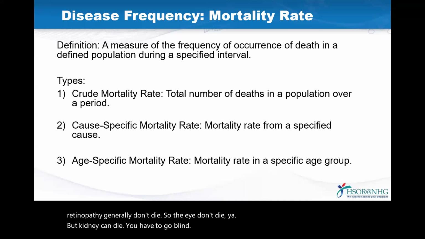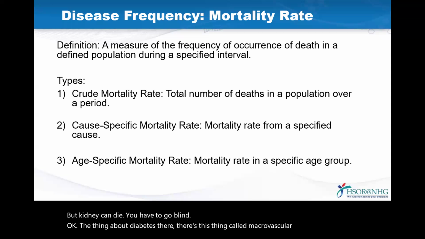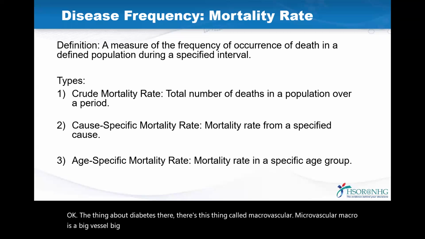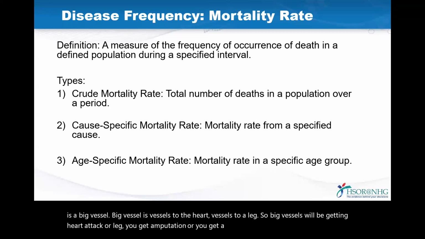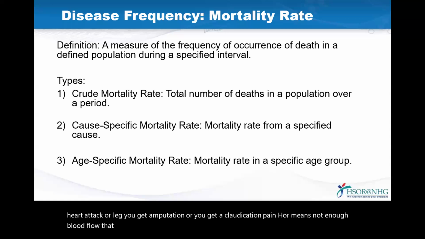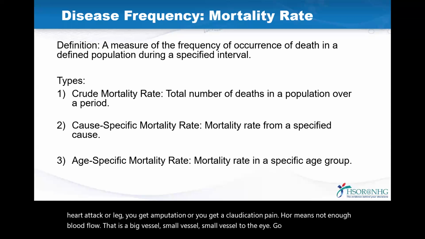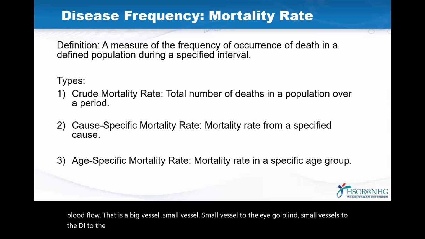The thing about diabetes is there's this thing called macrovascular and microvascular. Macro is big vessels. Big vessels are vessels to the heart, vessels to the leg. So big vessels means you get a heart attack, or in the leg you get amputation, or claudication pain, which means not enough blood flow. That's big vessel. Small vessels to the eye, you go blind. Small vessels to the kidney, you get kidney failure. Okay, this is a simplified version.